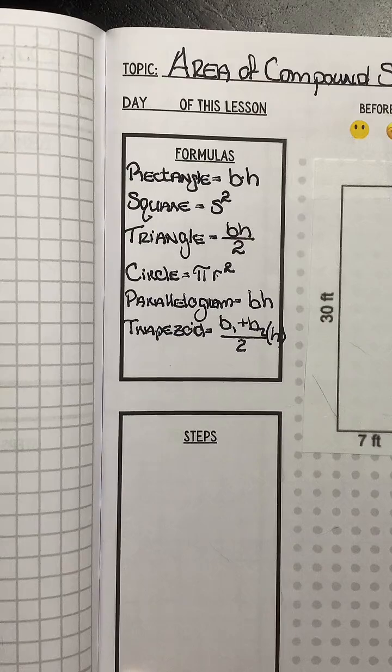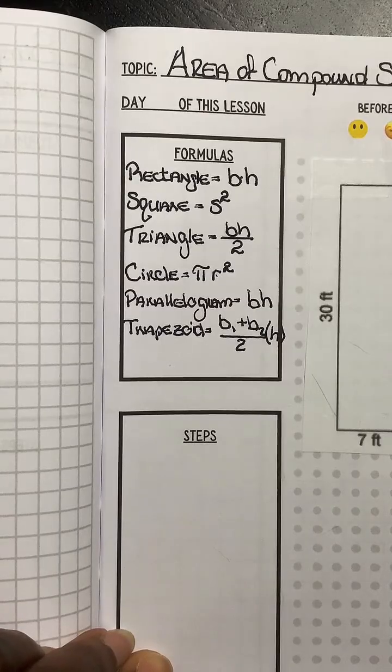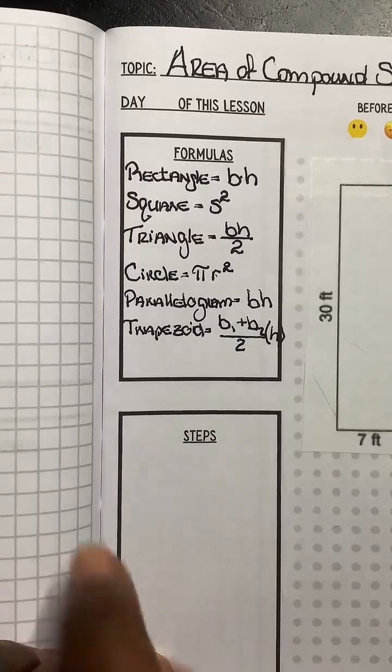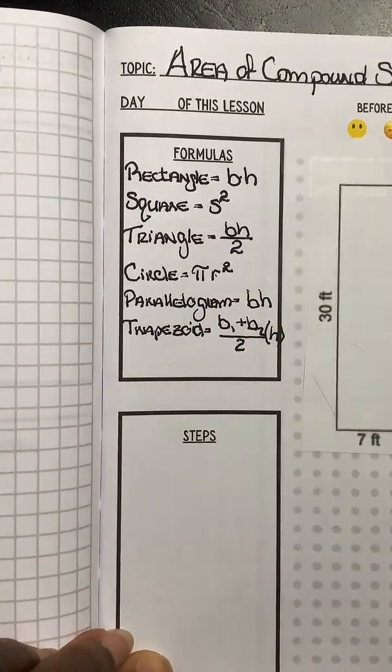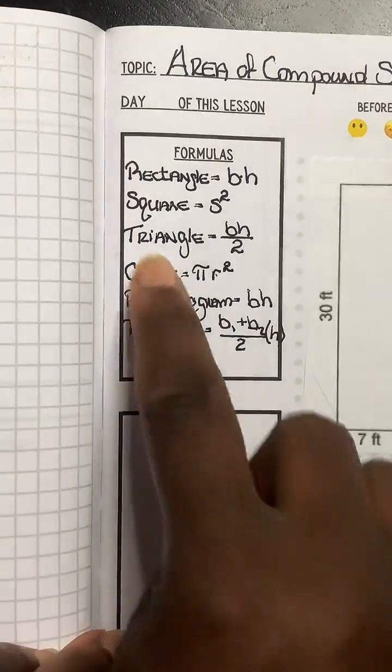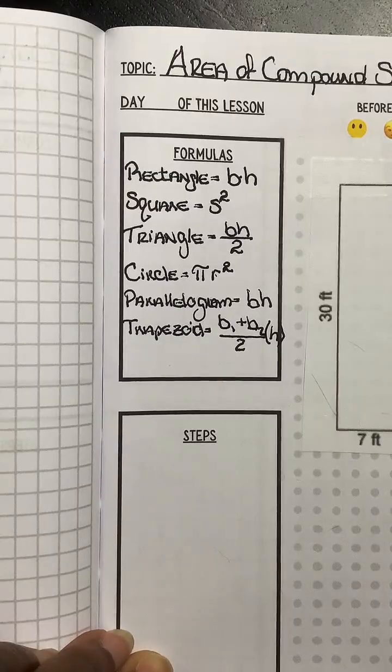Then for the triangle, if you know the formula of a rectangle, all you have to do is take half of that. The base times height, which some people know as length times width, and you're taking half. Because if you ever see a rectangle and you draw a diagonal through it, you create two triangles. So to find the area of a triangle, take base times height and divide by 2.